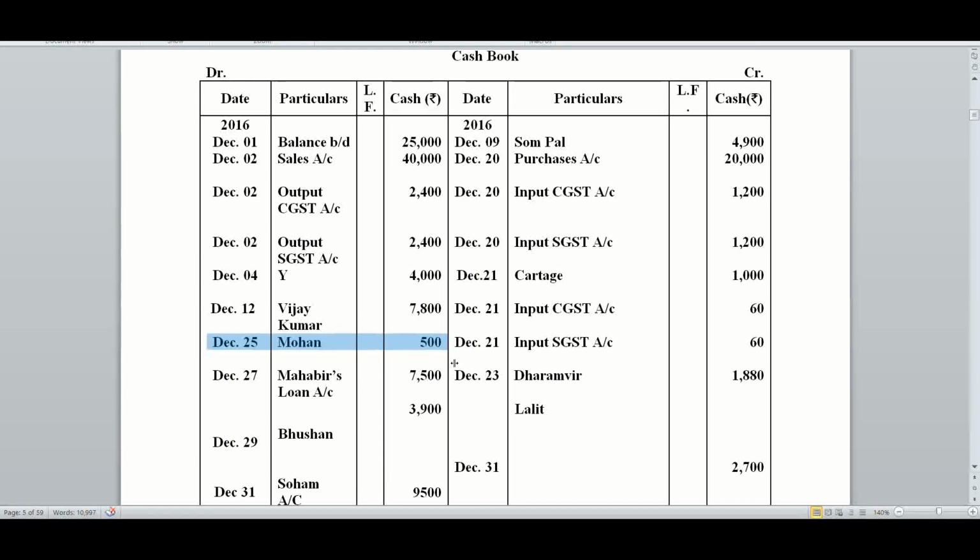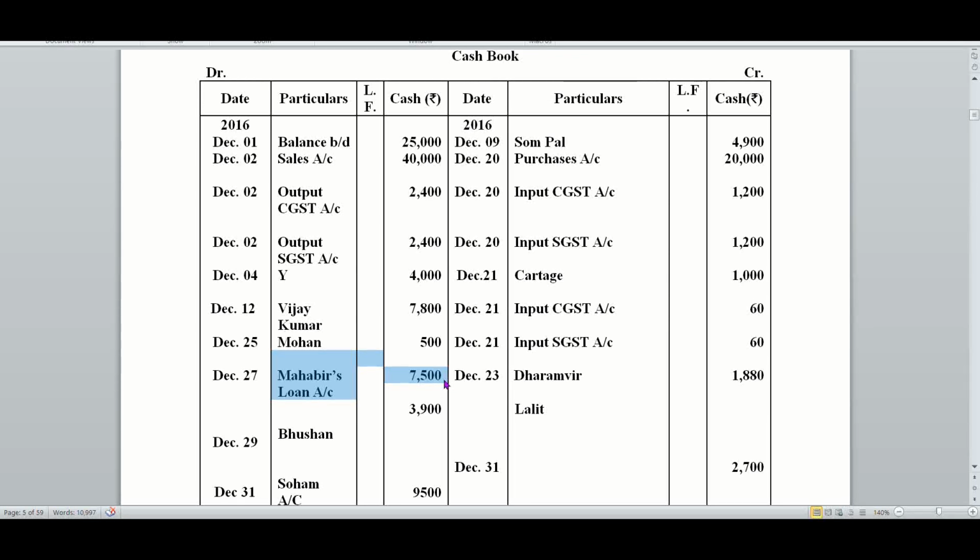Then we are going to borrow from Mahabir 7500. This is a loan from Mahabir. Cash account debited to Mahabir loan account. So on the debit side of the cash book we are writing Mahabir loan account 7500, right?